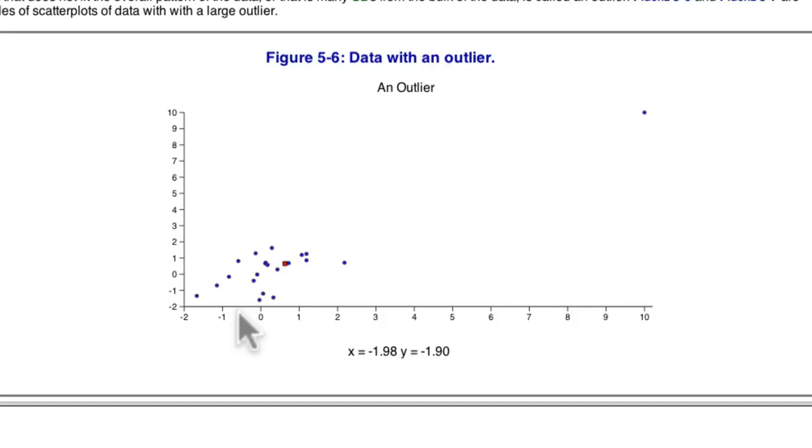People are tempted to drop them, but you know what? They're interesting points. And it's a good idea to go in and investigate why that point is so far out from the rest of the data. Maybe it's just a transcription error, in which case you can fix it. But if it's a genuine observation, then it might be worth seeing why that one is so different, and to make some kind of scientific decision about whether it should or should not be used in the analysis. That's one kind of outlier, which is quite far away from the bulk of the data.